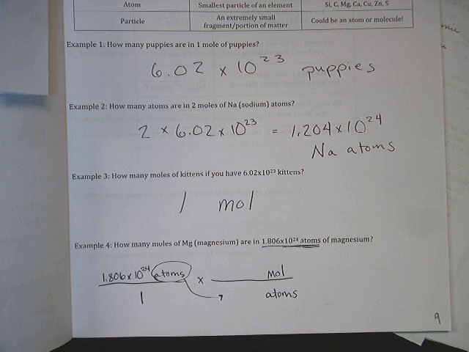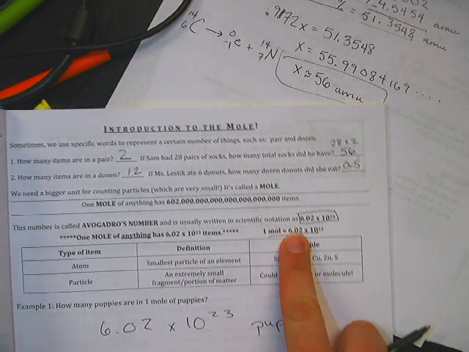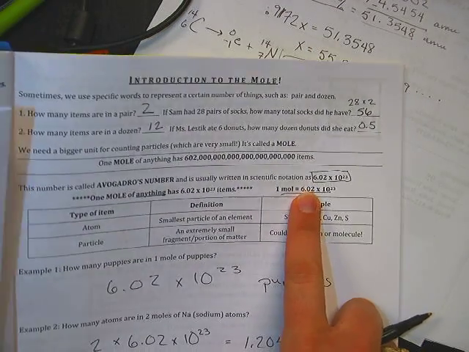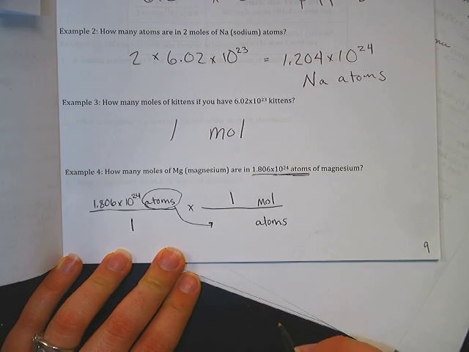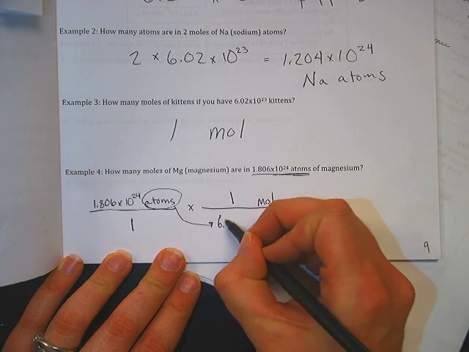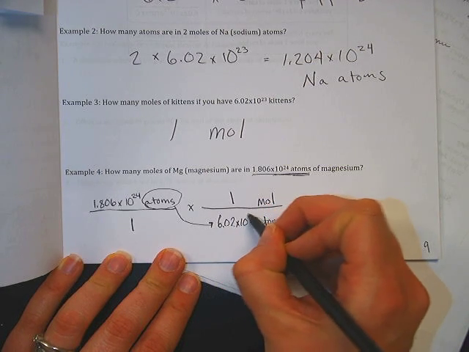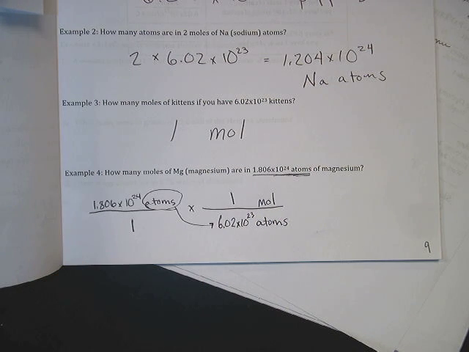Okay, now I have a question. How many atoms are in 1 mole? What have we talked about? How many of a thing are in 1 mole of it? It's this new number we just learned, 602 sextillion, or 6.02 times 10 to the 23rd. So we're going to write that 1 mole has 6.02 times 10 to the 23rd atoms in it.